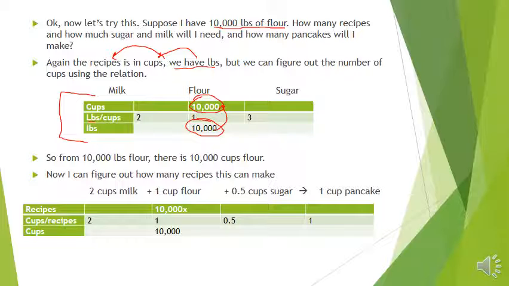Now I'm going to transfer that to the recipe table. So I have 10,000 cups of flour. Every time I do it, there's 1 cup, so I'm going to divide 10,000 by 1 cup per recipe. So I can do the recipe 10,000 times. Okay, so for 10,000 pounds, I can do the recipe 10,000 times. Okay, so let's go and figure the rest out.